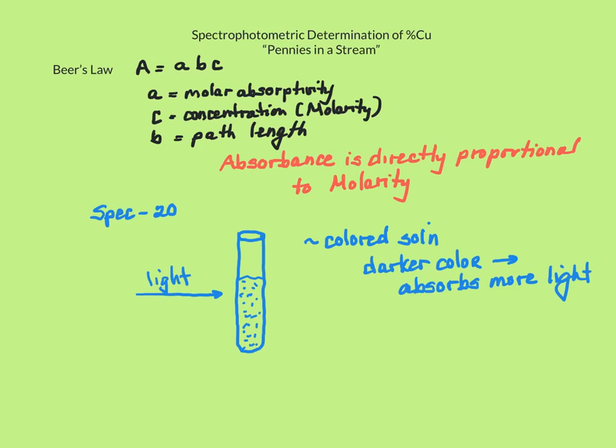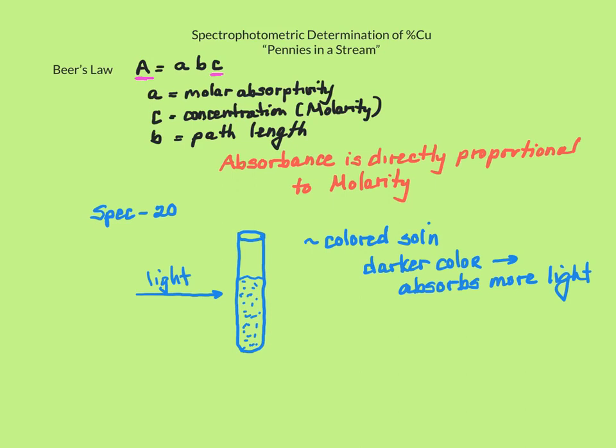So the little a is something called molar absorptivity. The little c is concentration, which is molarity. We know what that is. b is a path length. And the capital A is absorbance. So what this formula tells us is that absorbance is directly proportional to concentration, or molarity. When one gets bigger, the other gets bigger.